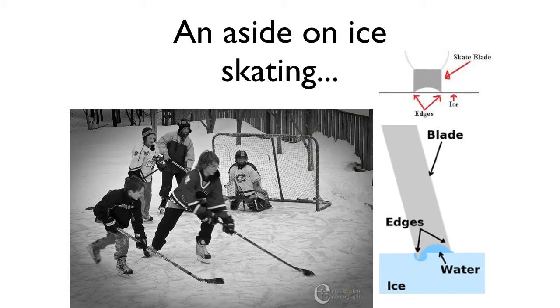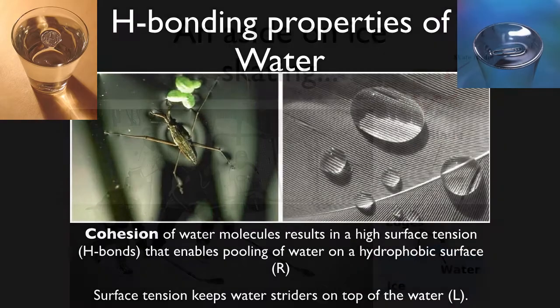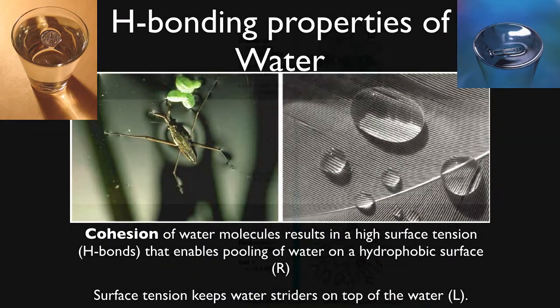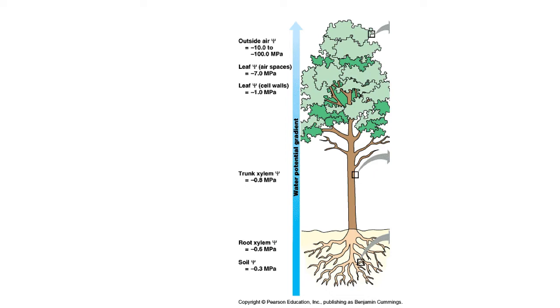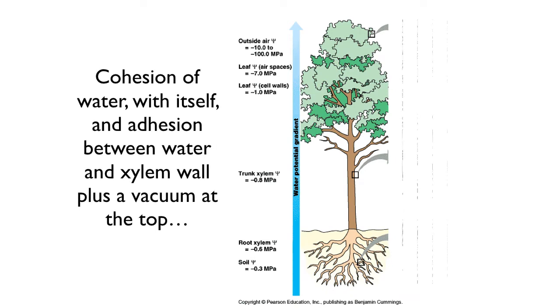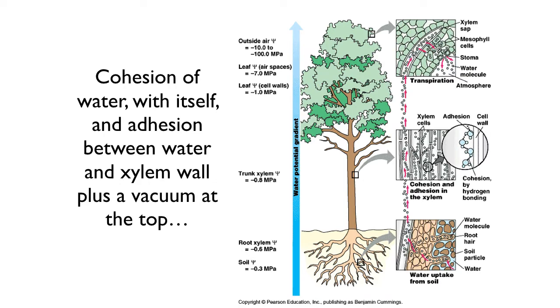And I'll give you a short aside on how ice skating works. The pressure of the blade melts the ice, and so you end up floating on water. The cohesiveness of water enables water striders to live on the surface of water. It also enables the water in the roots of plants to be transported to the top of a tree, because the water molecules are sticky with each other.